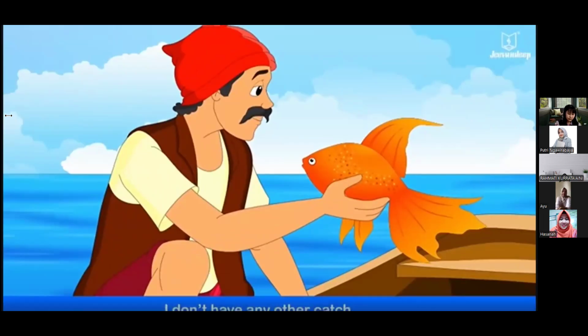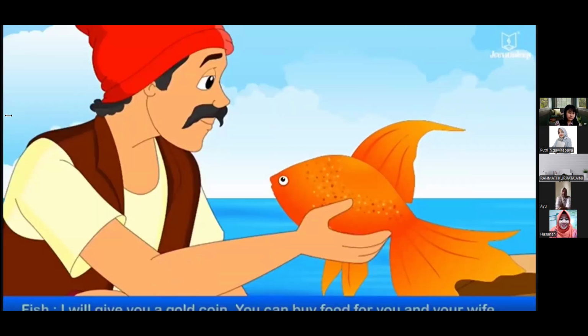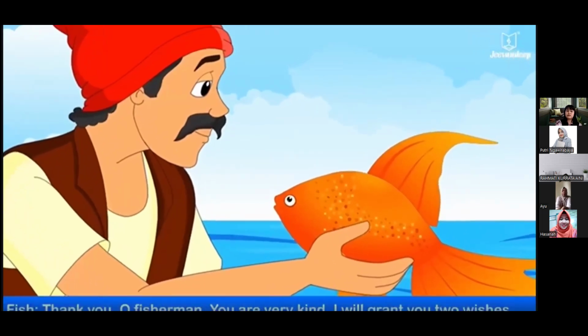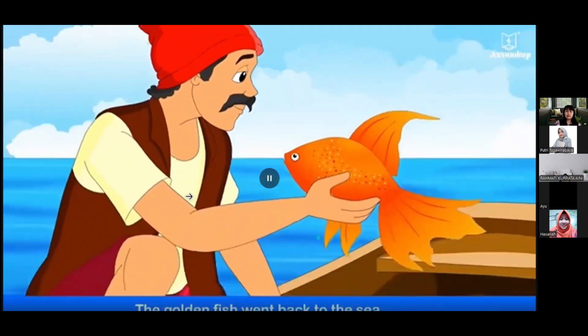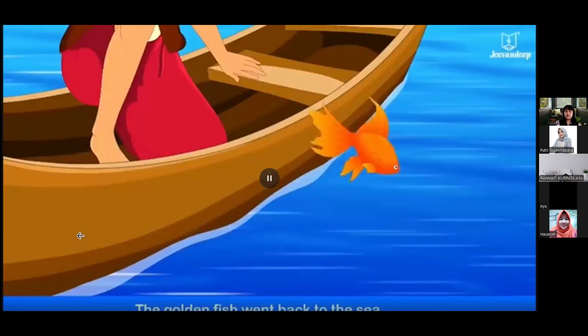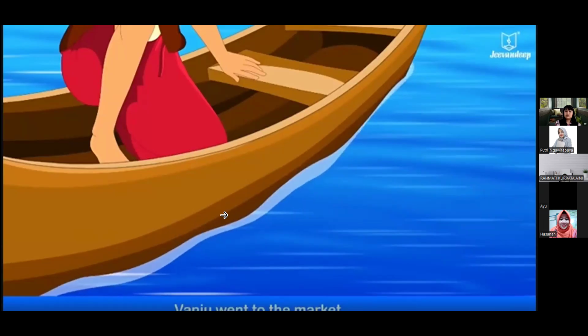I don't have any other catch. "I will give you a gold coin. You can buy food for you and your wife." Thank you. You are a kind fish. "Thank you, O fisherman. You are very kind. I will grant you 2 wishes. You can ask my favor anytime." The golden fish went back to the sea. Banju went to the market.